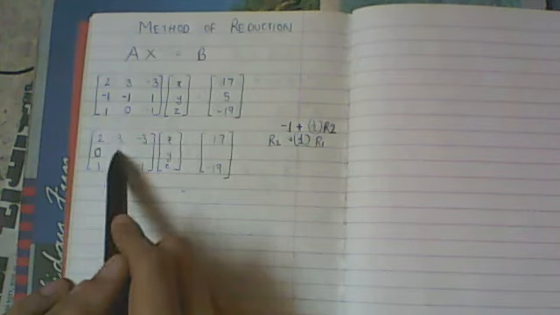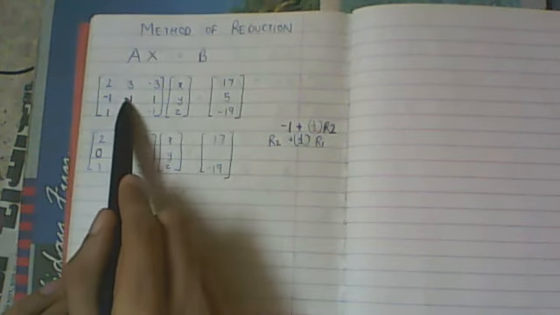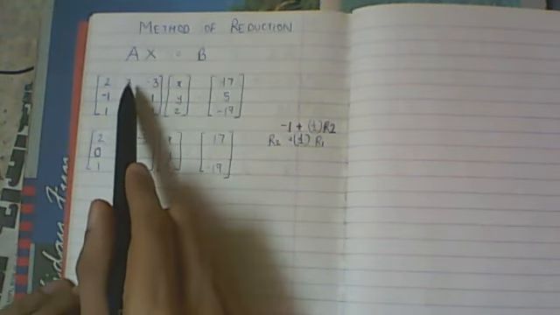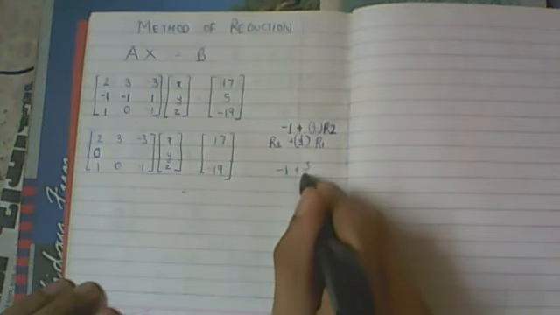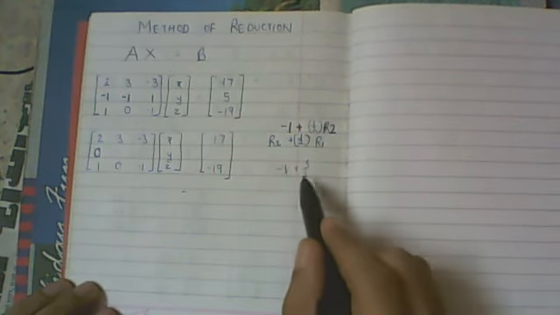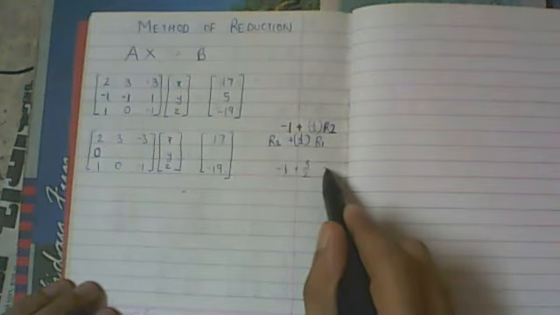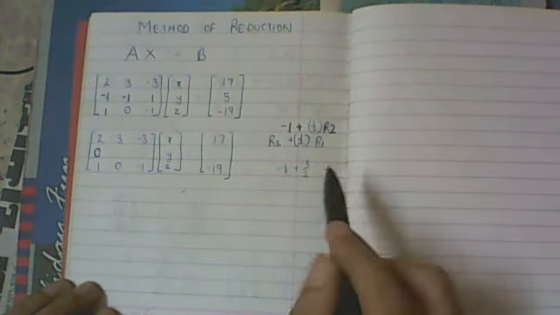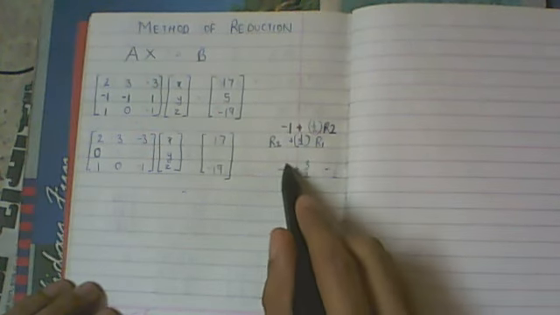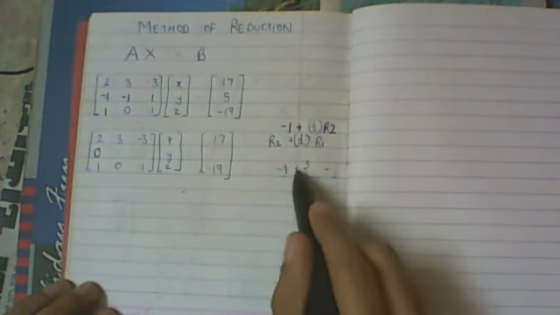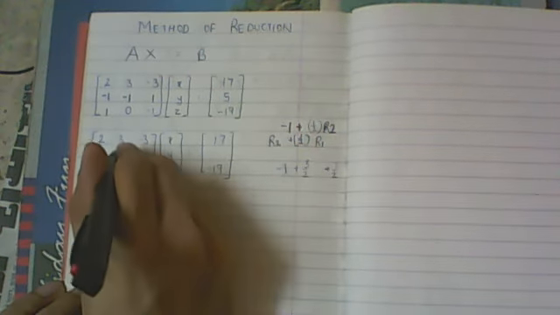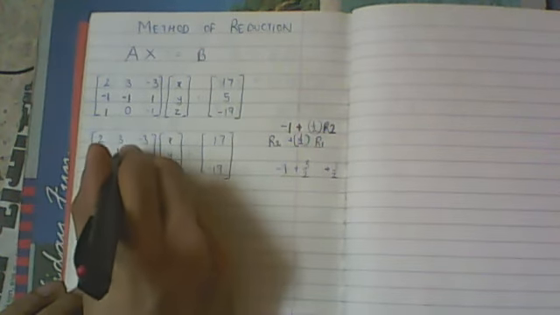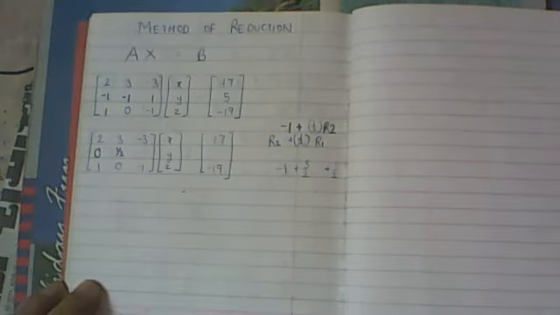Next, I need to worry about this entry. So -1 plus half of 3. So -1 plus 3 halves. Let's do this carefully. -1 is -2 halves, and -2 halves plus 3 halves is actually positive 1 half. So this is 1 by 2. Just be careful with your arithmetic.